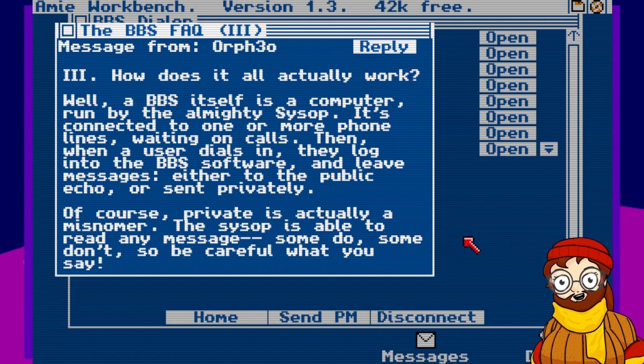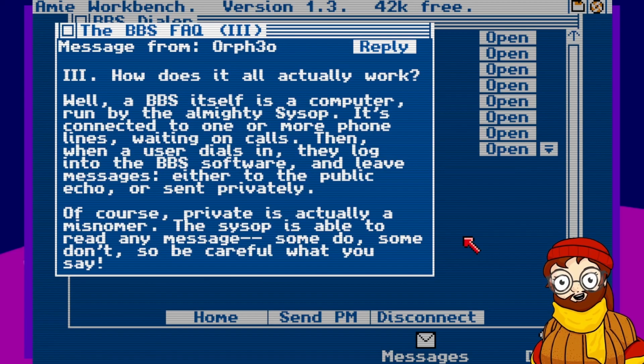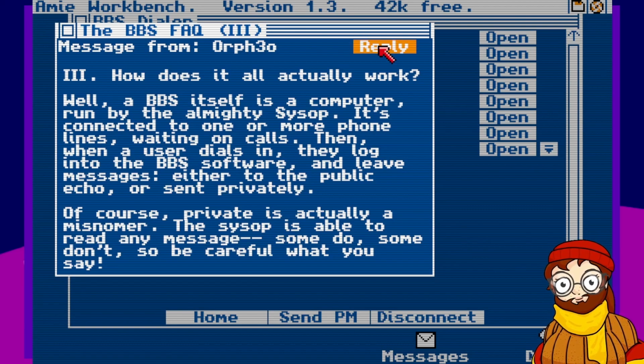Then, when a user dials in, they log into the BBS software and leave messages, either to the public echo or sent privately. Of course, private is actually a misnomer. The sysop is able to read any message. Some do, some don't. Be careful what you say.